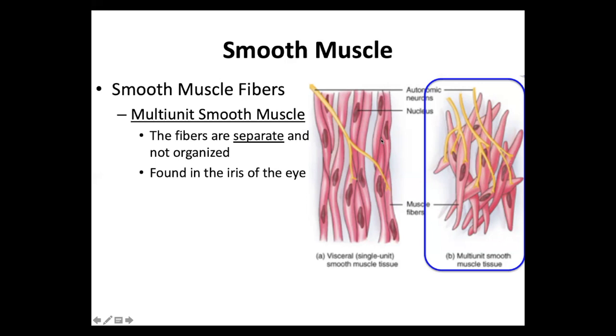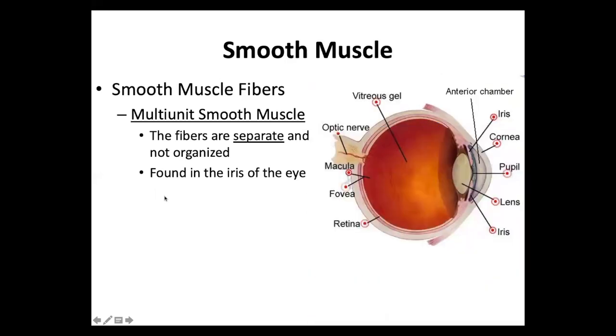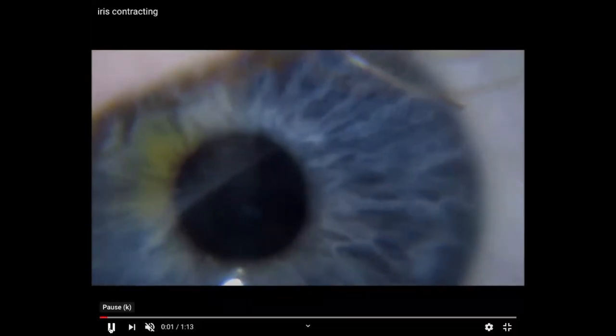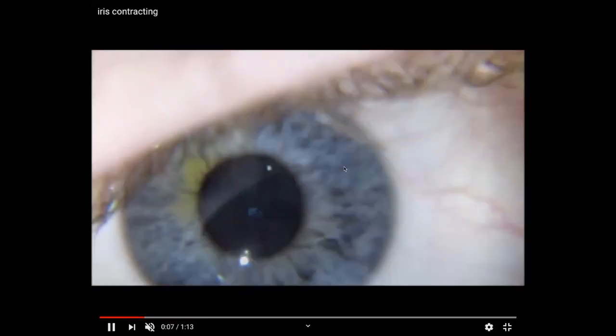Multiple fibers functioning as one single unit. We'll get to that in a second. But this multi-unit can be found in various places, like the iris of your eye. That's right, guys. The color part of your eye is actually a whole bunch of individual smooth muscles. So they contract this way, and then they relax, and they contract, and they relax, and they contract.